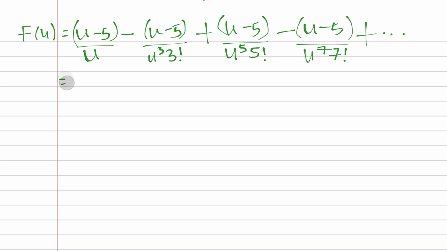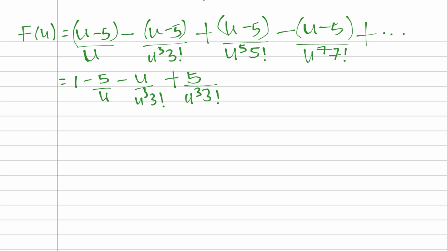So this will become u over u, which is 1. Are you seeing that? u over u minus 5 over u. Can you see that now? Then minus this will become minus u over u raised to power 3 factorial. Minus times minus is plus. Plus 5 over u raised to power 3 factorial.